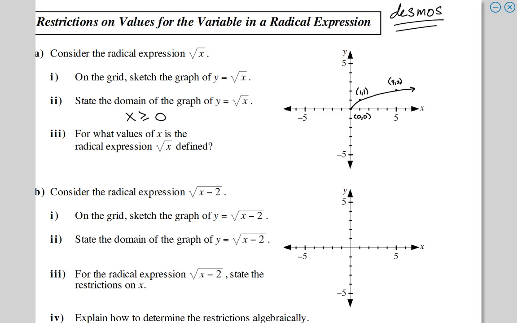Okay, so it says for what values is the radical expression undefined? This would be x strictly less than 0. If you're strictly less than 0, this is not going to work. Okay, so let's jump into the next one.